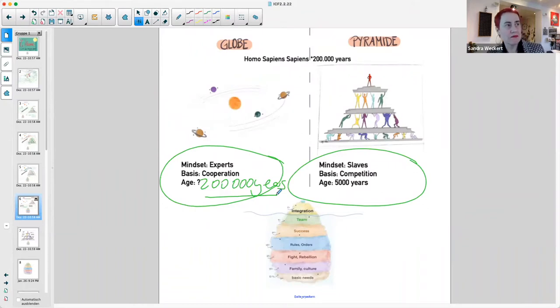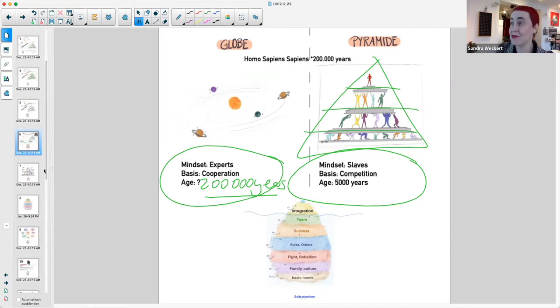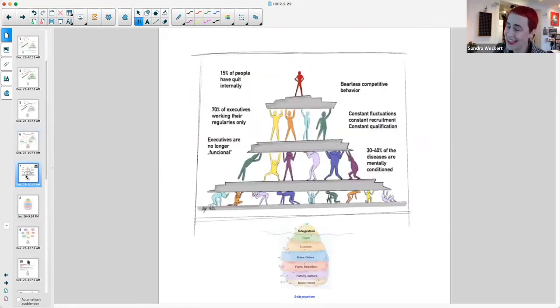It seems to be a form of organization which is universal. Instead, there is this thing that the Homo sapiens sapiens created 5,000 years ago, which acquires a mindset of slaves, and the basis is competition. The age is only 5,000 years. And I don't know, but I've never heard about pyramids, pyramid shapes, in the universe. If there are pyramid shapes, just let me know. I would be very interested to learn how this system works. Because here on planet Earth, it does not work.